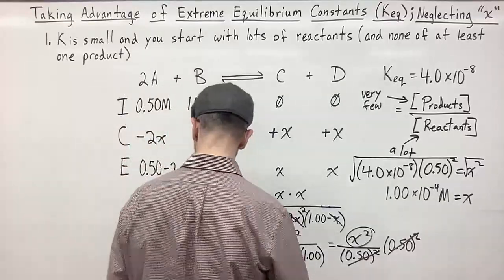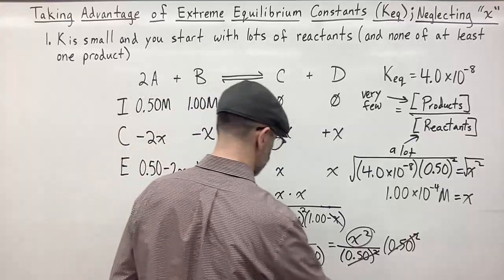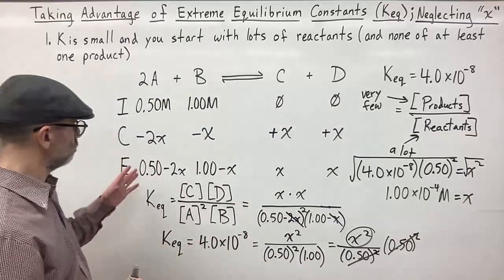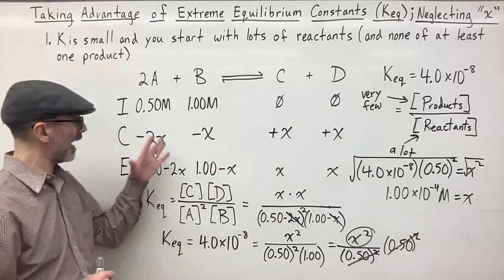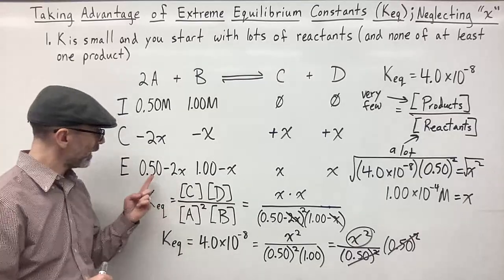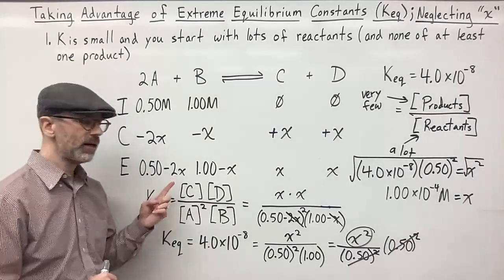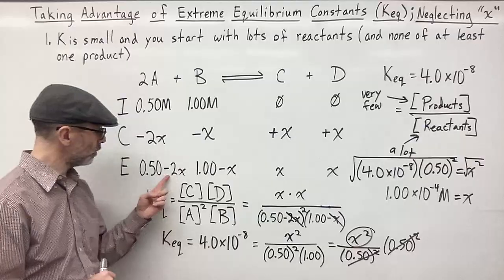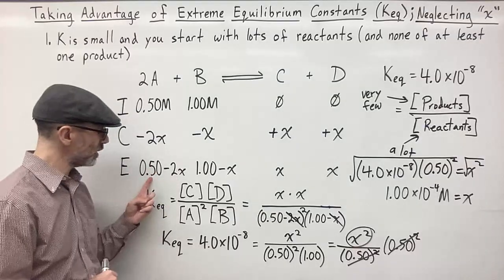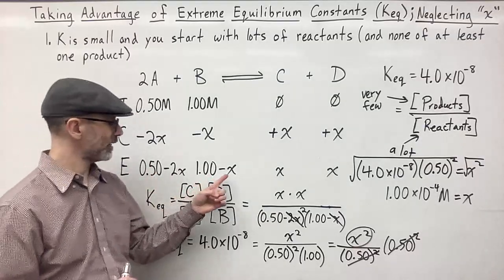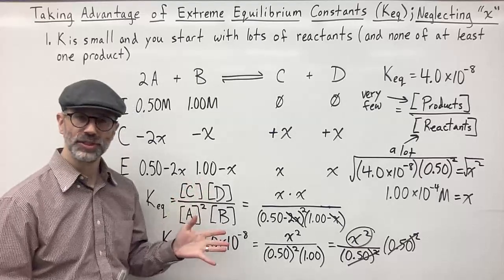So let's go ahead and go back to our ICE table here. Again, we are taking away 2x amount away from 0.50, and here we're subtracting x from 1.00.